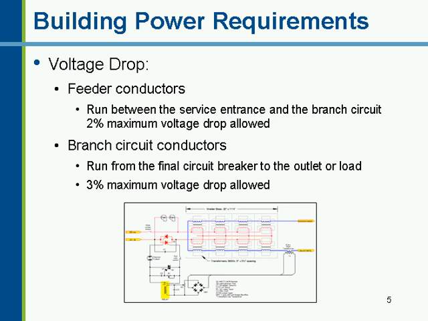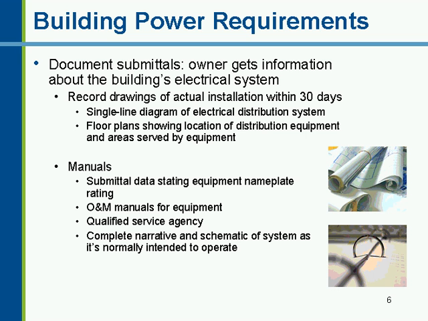For the branch circuits that then go from the final circuit breaker to the outlet or load, there's a 3% maximum voltage drop allowance. And these requirements are to try and eliminate as much line loss as possible within the building. Another building power requirement, the only other one really worth mentioning, is a requirement for document submittals. And this is in place so that owners can get the kind of information they need to either modify or deal with their electrical system and understand how it works.